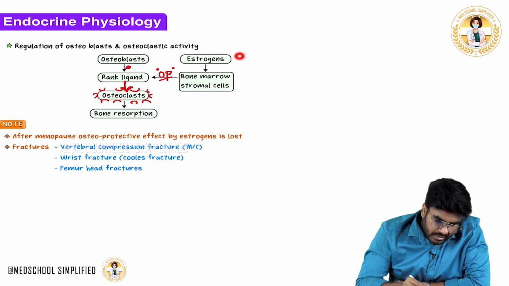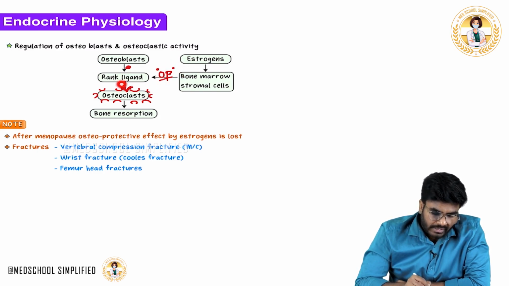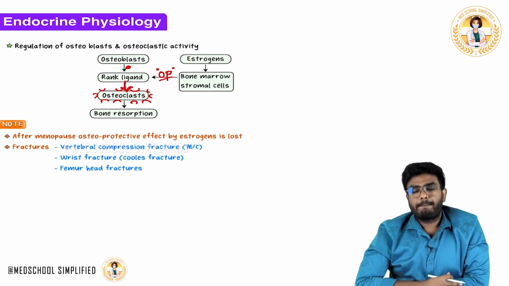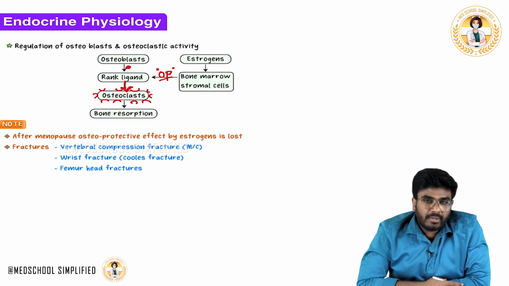So, what I am saying is, estrogens act on the bone marrow stromal cells and help in the production of osteoprotegrin. This osteoprotegrin acts like a decoy receptor. Now, this osteoprotegrin will inhibit the RANK ligand, so that osteoclasts are not activated. This is in a premenopausal woman.